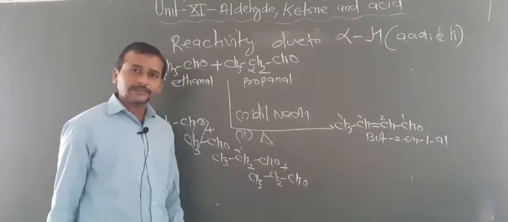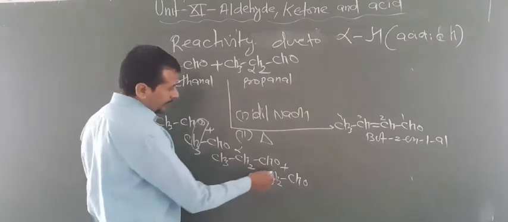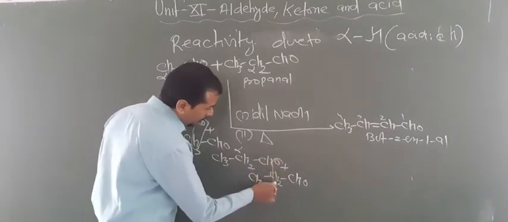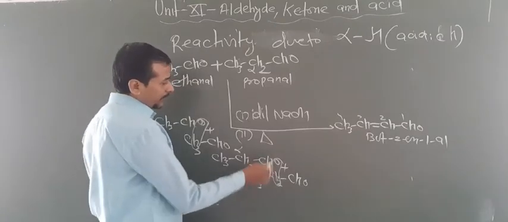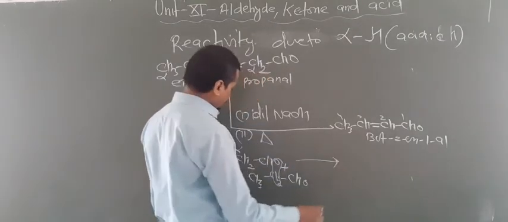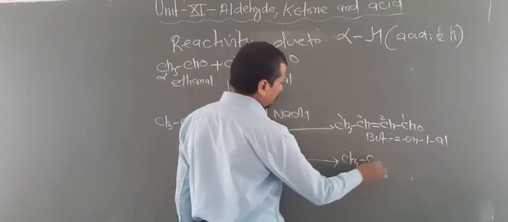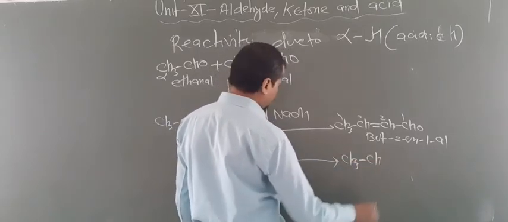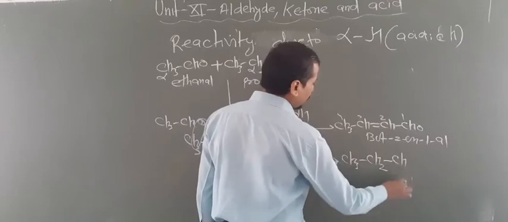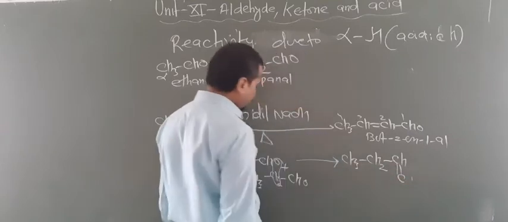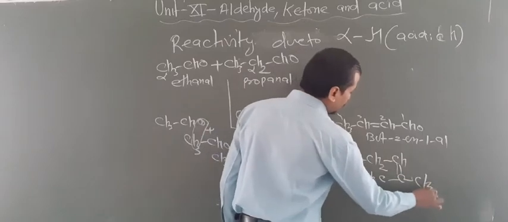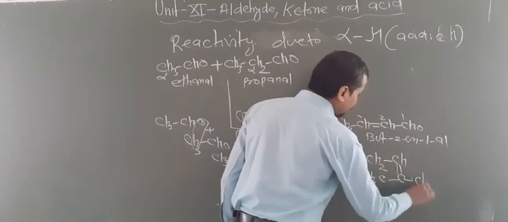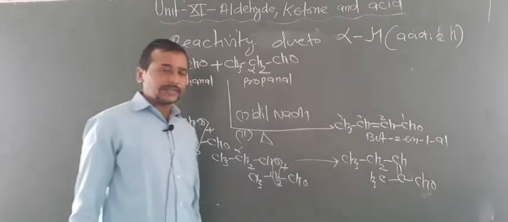Are you getting this point? Now what happens here? You have to remove this O and this alpha hydrogen. Now you have to put the double bond between these carbons. So now again your answer is CH3 CH2 CH double bond C, this is CH3 and CH2 CHO. Are you getting this point?